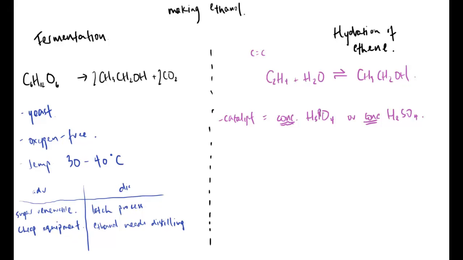That's a P, by the way. It's terribly drawn. H3PO4, H2SO4. So phosphoric acid, sulfuric acid. Must have the term conc there. You do not want to lose silly marks like that.